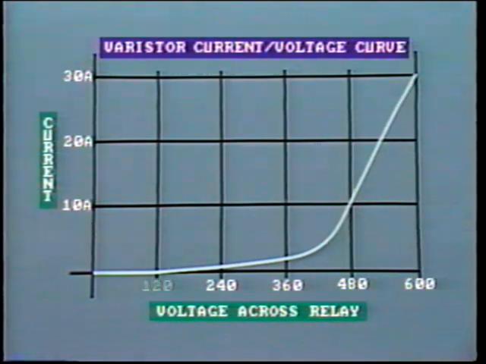When voltage across the relay is 120 volts or lower, the current passing through the varistor branch is 0.01 amps. That is negligible. When this voltage reaches about 600 volts, all of the remaining current will be diverted through the varistor.